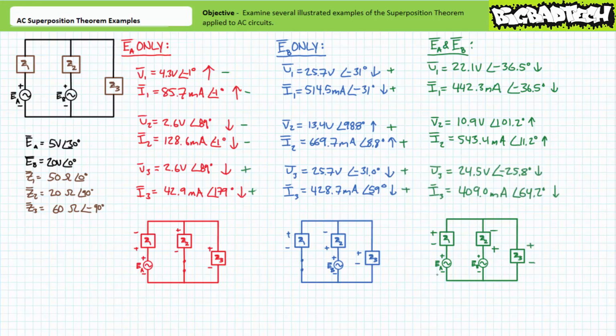Finally, the aiding contributions of EA and EB yield V3 to be 24.5 volts at an angle of negative 25.8 degrees, oriented positive to negative, top to bottom. Current I3 is 409 milliamperes at an angle of 64.2 degrees, where assumed direction of travel is top to bottom. Alright, I believe we've accomplished our desired goals and can move on to the next illustrated example problem.